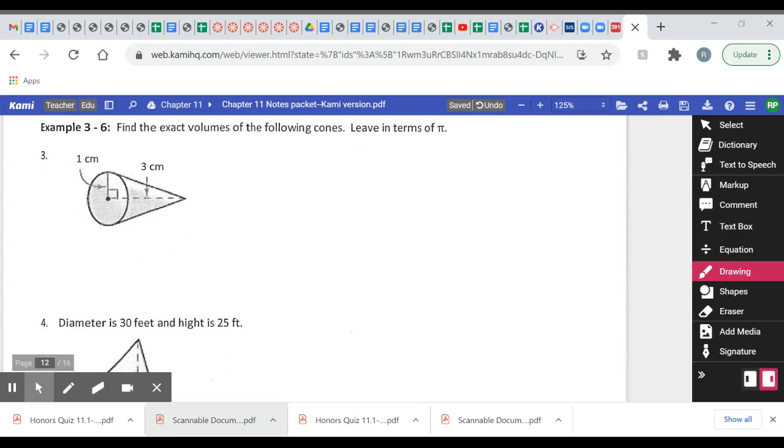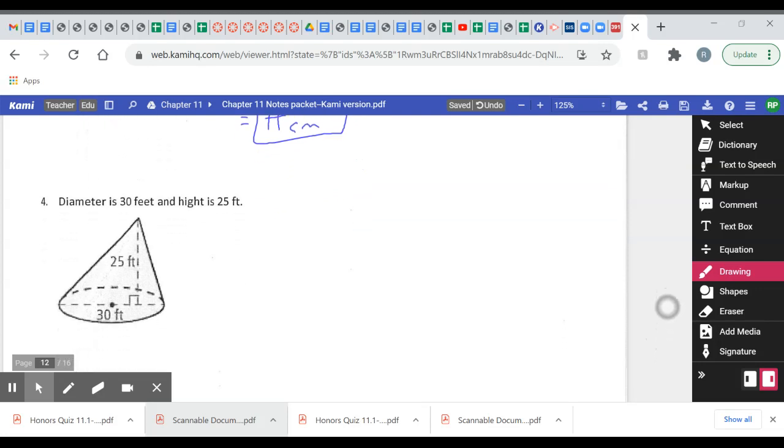It says find the exact volumes of the following cones, leave in terms of pi. So again, the formula we just mentioned is 1/3 pi r squared h. So the radius we can see is 1. We need to square that, and the right angle distance, the height, is 3. So 1 squared is 1, 1 times 3 is 3, and 3 divided by 3 gives me 1. There is the pi there. We're leaving it in terms of pi, and then centimeters cubed for my units. The 1 in front of the pi is not necessary, but you can put it if you want.